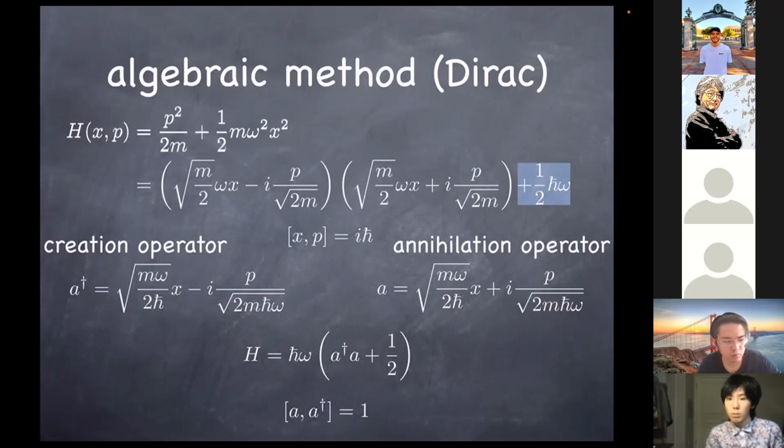At this point, I'm only talking about the harmonic oscillator in particle mechanics, not field theory. So the names are just names, but I'm calling A an annihilation operator and A dagger a creation operator for later purposes.